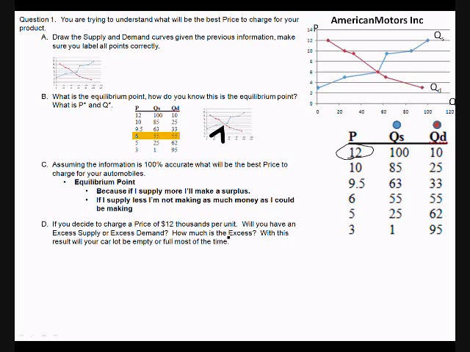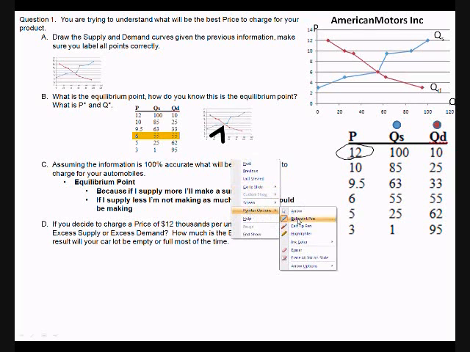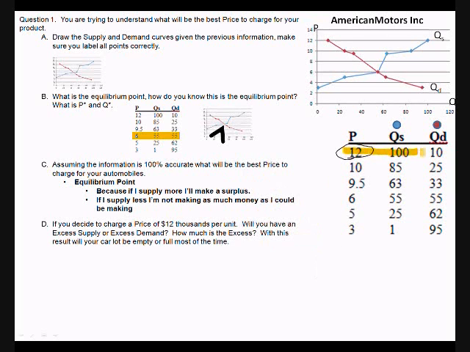How much is the excess? With the result, let's answer the first question. Will you have an excess supply or excess demand? Let's highlight this, and we don't even have to look at the graph, just the table. The demand is 10 units, but I'm supplying 100 units. So obviously I have an excess supply because I'm supplying more than people are demanding. Excess supply is the answer there.